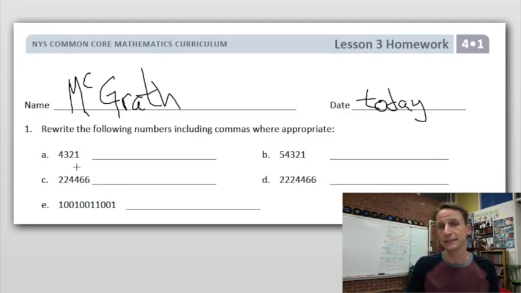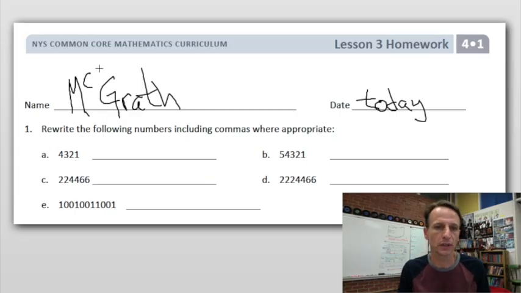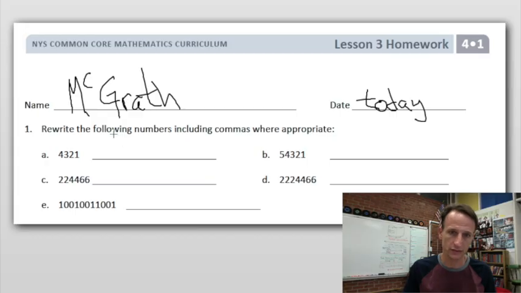So for number 1 here, we need to rewrite the following numbers, including commas, where appropriate. So look at A. 4, 3, 2, 1. Well, if you think about each of these, the 1 is in the ones place, the 2 is in the tens place, the 3 is in the hundreds place, and the 4 is in the thousands place. So we know that the comma comes between the hundreds and thousands place, between the 3 and the 4. In fact, we know that every 3 places you have a comma. So we would write this in standard form with the comma as 4,321.